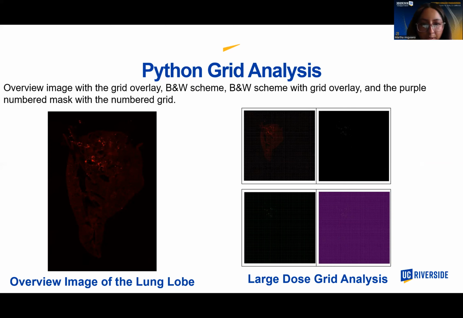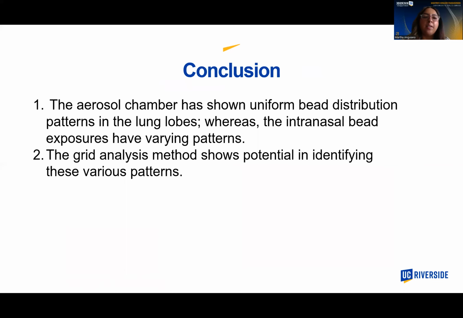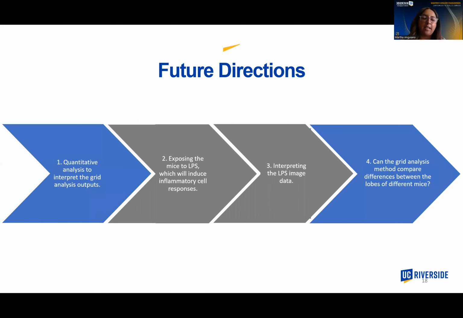Furthermore, there's a lot of grids here, but the purpose of these grids is to be able to compare the bead density of the beads in the lung lobes with one another, and compare and contrast that with different grids in the image. In conclusion, the aerosol chamber did show a uniform bead distribution in the lung lobes, whereas the intranasal bead exposures did have varying patterns. The grid analysis method does show potential in identifying these various patterns. For future directions, we are looking to quantify this analysis using the Python grid analysis method.